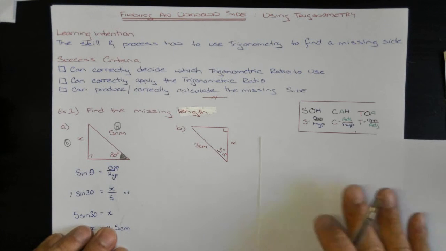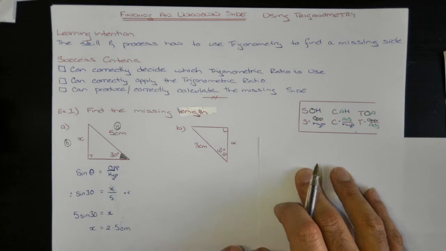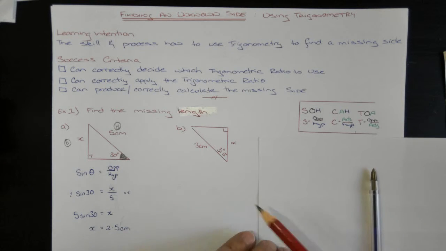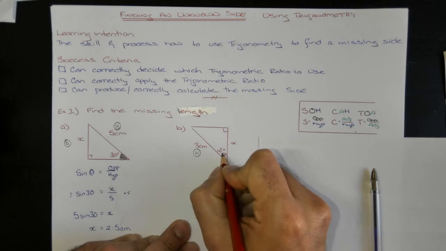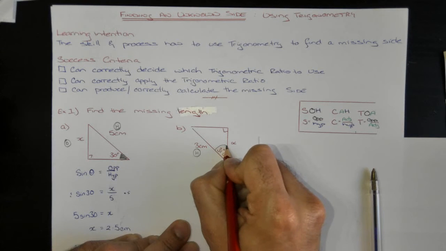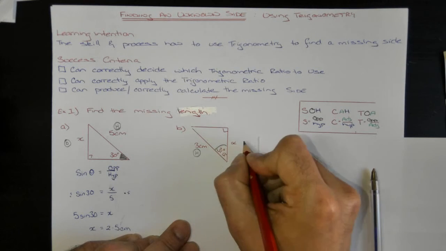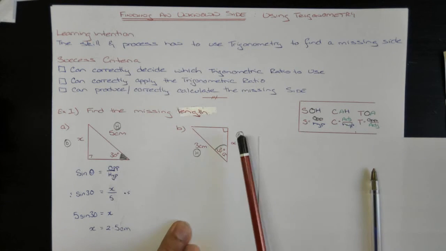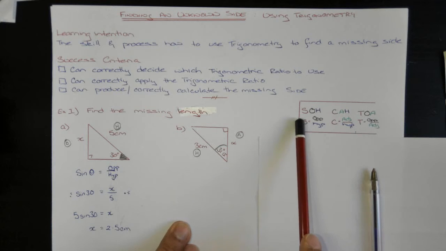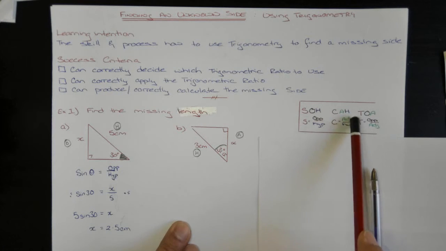Okay. So let's look at the next example. All right. Let's label the parts. I have my hypotenuse. Here is my angle. And I have something I don't know on my adjacent. So I have A and H. So I look at my SOHCAHTOA, and I know that I've got a cosine.